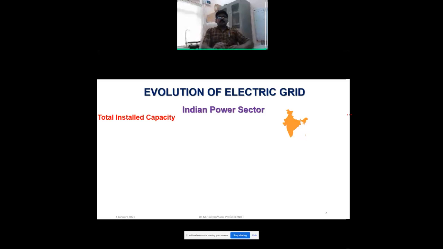Our total installed capacity of Indian power system was around 1.4 gigawatt during our independence. Later on, the installed capacity kept on increasing, and as on March 31st, 2017, I can say that after 70 years of independence, we reached 326 gigawatt. Roughly, I can say that there is a 300 times increase in installed capacity. The increase in installed capacity indirectly says that there was a continuous growth in electricity demand. Yes, it was there after independence.